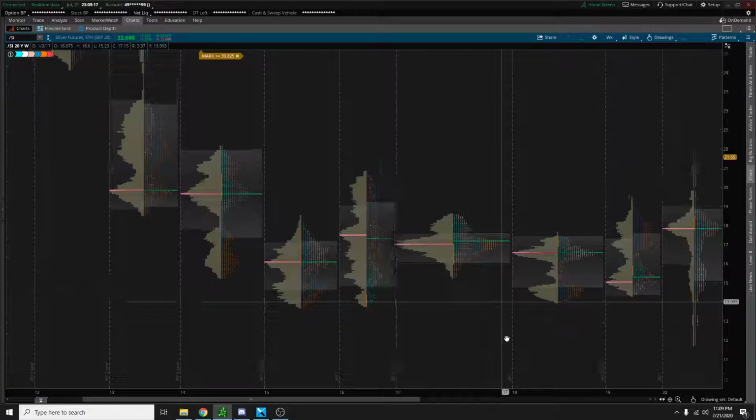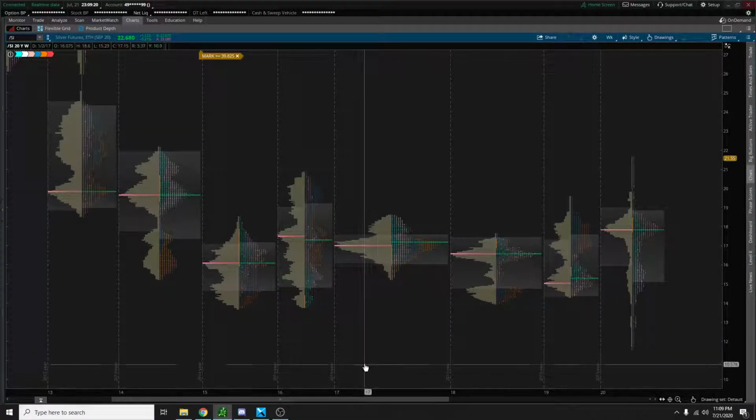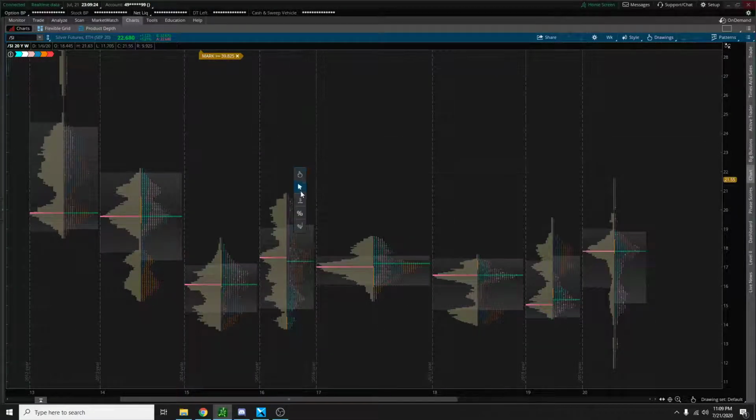Don't worry if you don't really understand. What I'm gonna be going over is very simple, so just keep an open mind and pay attention. Now, the profile shows a couple things, and one of the main things that it shows is where value is. Value is basically the most accepted price over a time period.